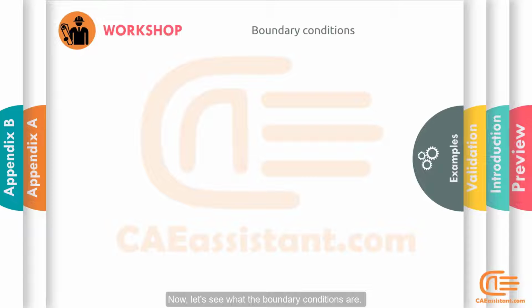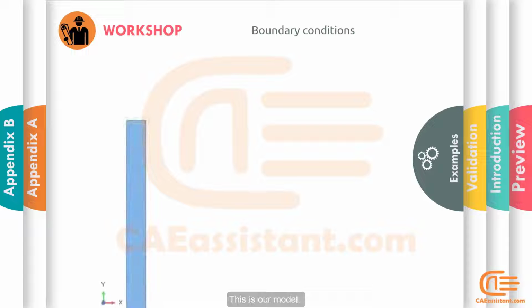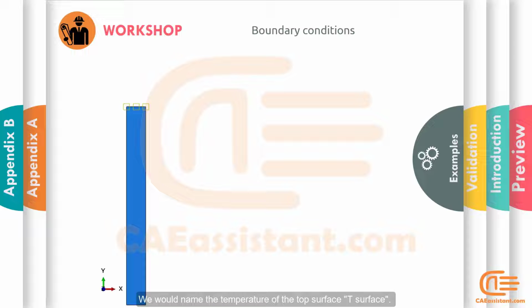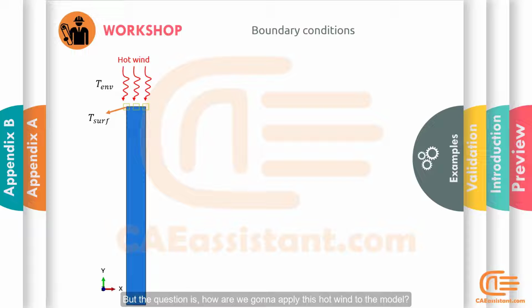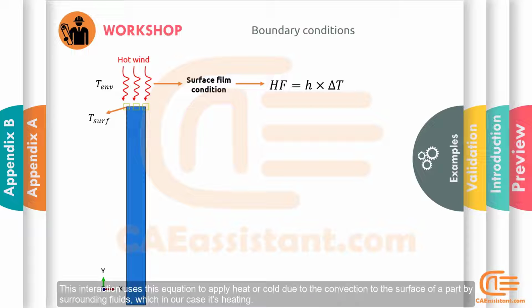Now let's see what the boundary conditions are. This is our model. We would name the temperature of the top surface T surface. And there is the temperature of the environment, T environment. Suppose a hot wind blows to the top surface and it's going to warm up the model from the top surface to the bottom. But the question is, how are we going to apply this hot wind to the model? Well, we'll use the surface film condition from the interaction module. This interaction uses this equation to apply heat or cold due to convection to the surface of a part by surrounding fluids, which in our case is heating.